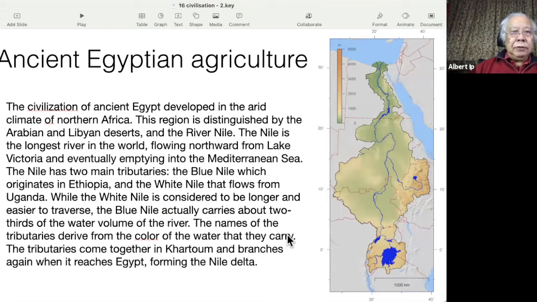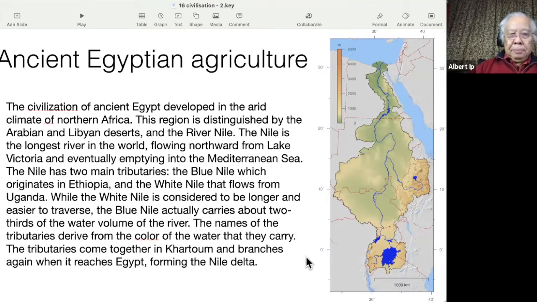The area is an arid climate in northern Africa. This region is distinguished by the Arabian and the Libyan deserts and the River Nile. The Nile is the longest river in the world, flowing northward from Lake Victoria and eventually emptying into the Mediterranean Sea. The Nile has two main tributaries, the Blue and the White. This is based on their color. The White Nile is considered to be longer and easier to traverse, but the Blue actually carries about 2/3 of the water volume. The name of the tributary comes from the color.